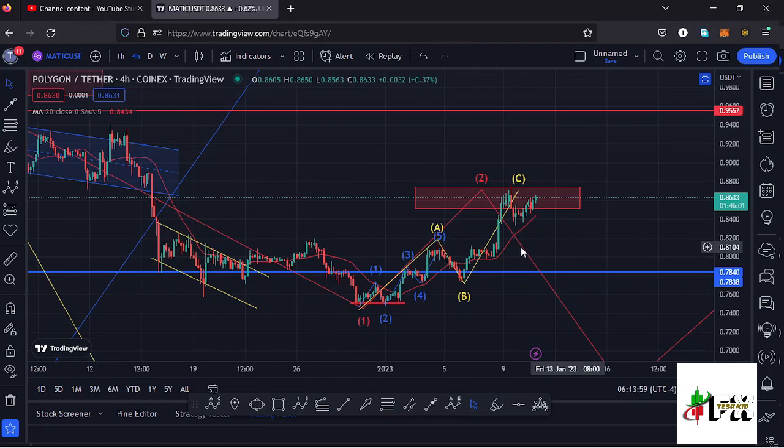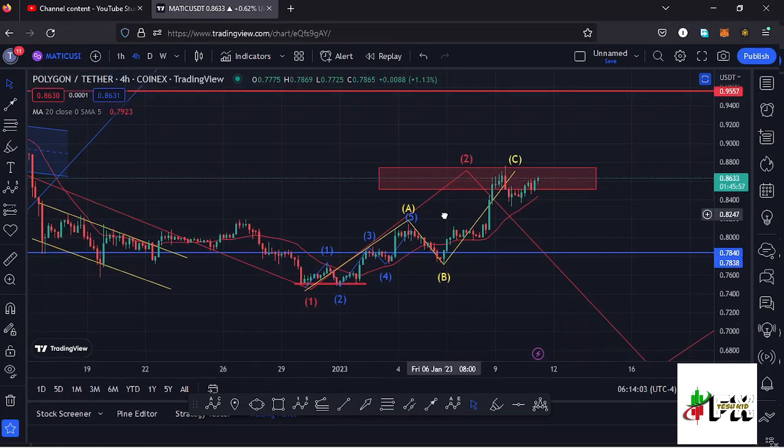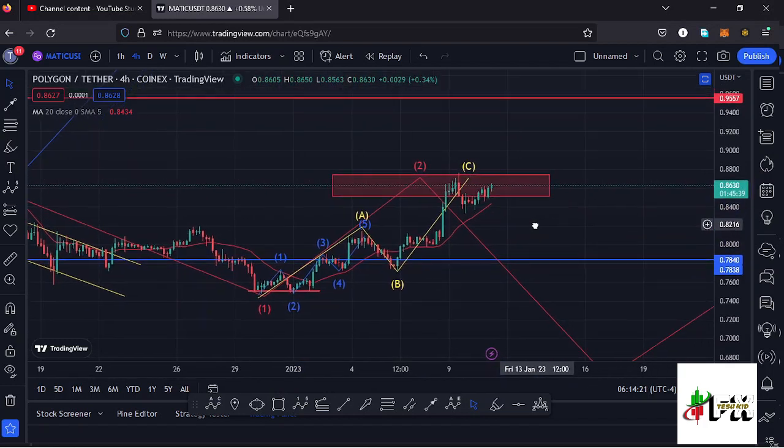And within the formation of that ABC corrective structure, within the wave A, I was expecting to see a 5-wave structure to the upside in the formation of that wave A, which you have seen fully maximizing the formation of that wave A. Then saw a wave B. Then we have continued pushing even higher in the formation of this wave C, and there are chances that this might be the peak for that higher Elliott wave count 2, and that can only get invalidated in case we see a breakout above the high that we have at around the $0.87 mark.